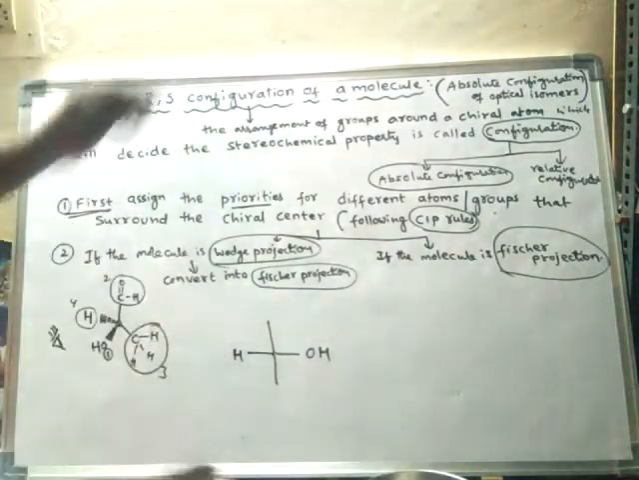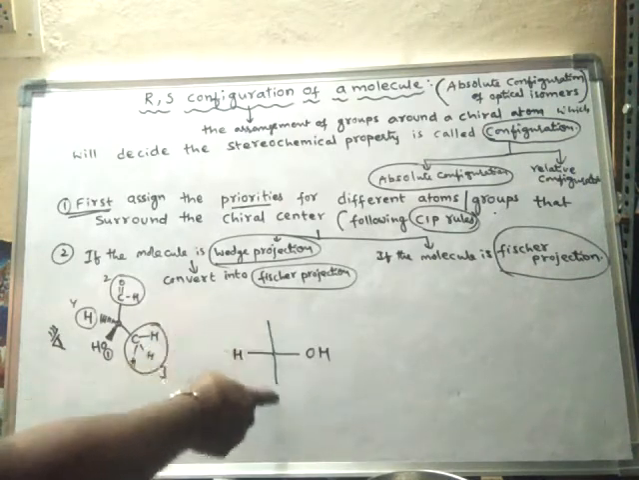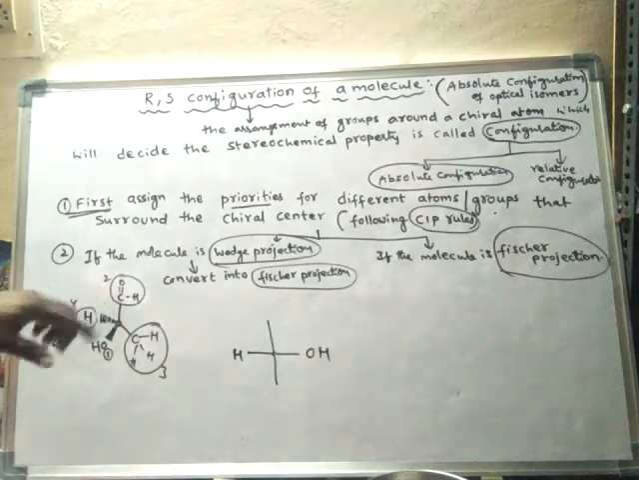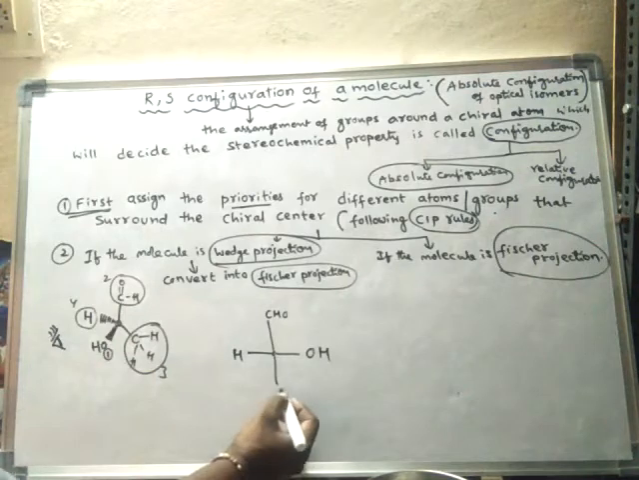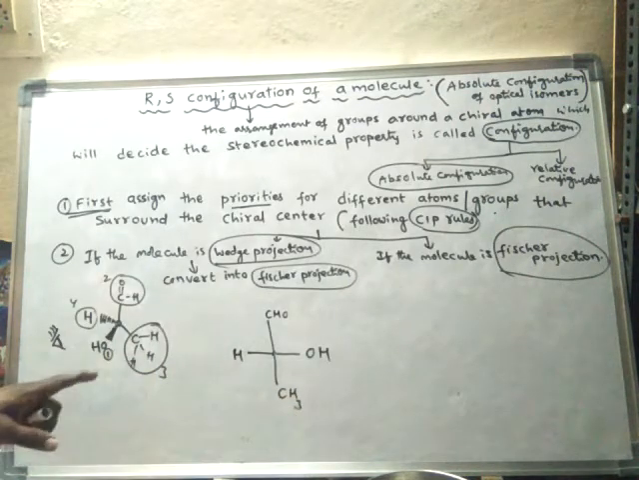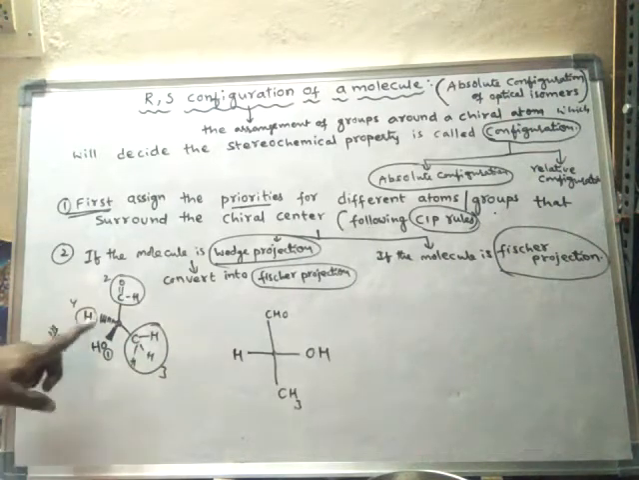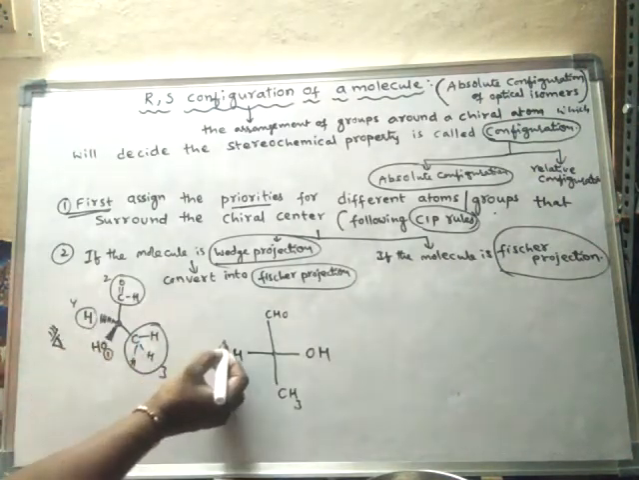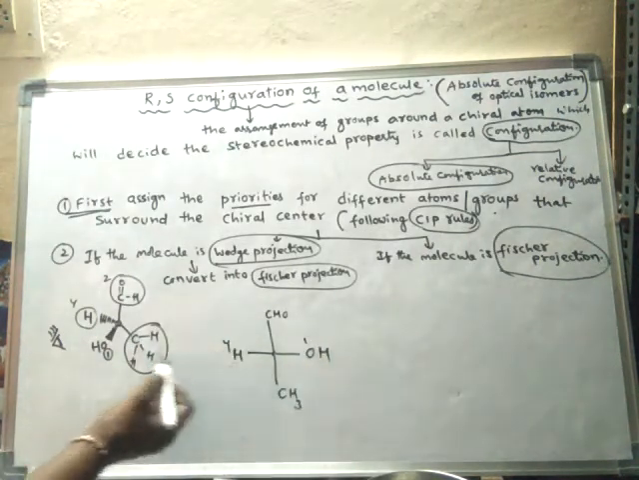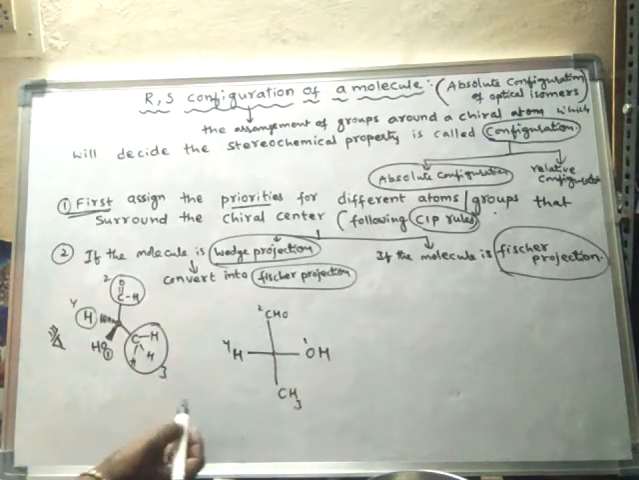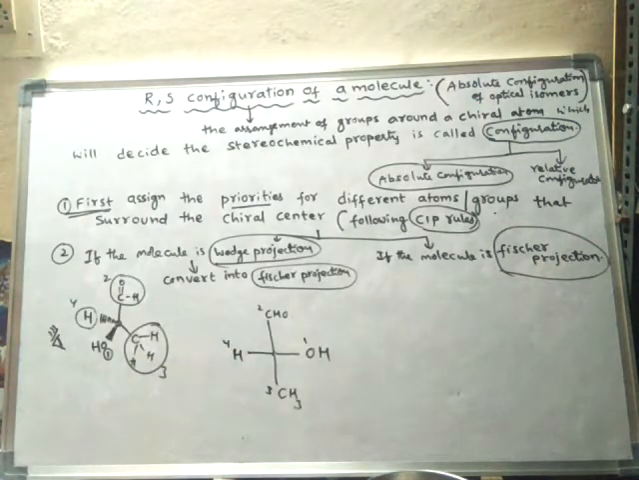Next, the remaining two bonds will come as usual in the vertical position. The one which is at the top should be written at the top only, and the one which is at the bottom should be written at the bottom only. So now this wedge projection is converted into Fischer projection, and already we have given priority. Here this is the fourth priority. Which one is the first priority? OH. This is the first priority, this group is the second priority, this group is the third priority, and this group is given the fourth priority.